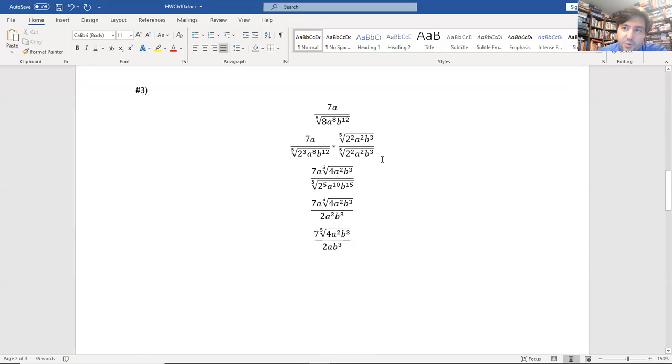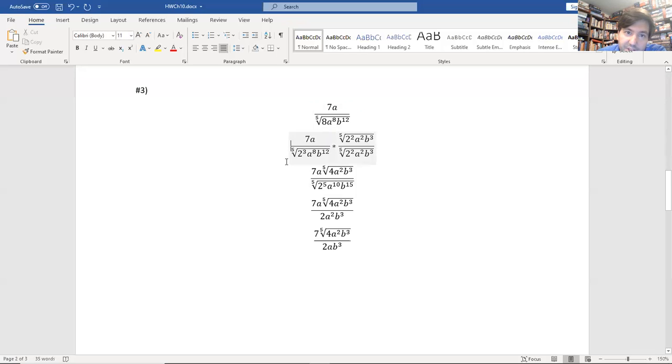For the third one, we've got 7a over the 5th root of 8, a to the 8th, b to the 12th. Now, the first thing I'm going to do is I want all this junk underneath in the fifth root sign to be something with a power. So instead of calling this 8, I'm going to call that 2 to the third power. 8 happens to be the number 2 to the third power.